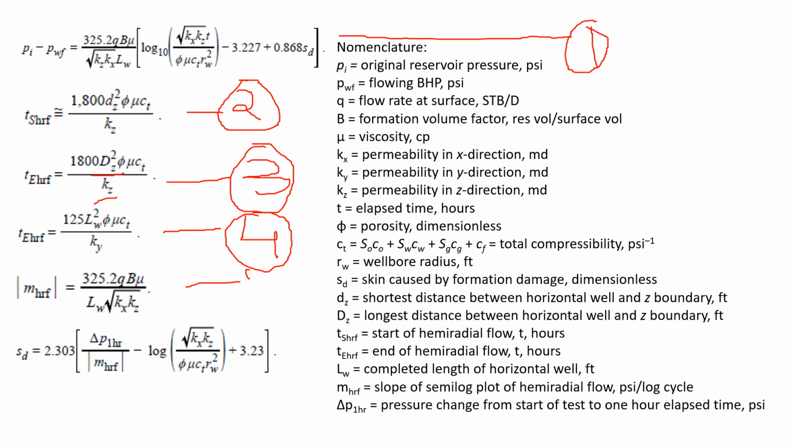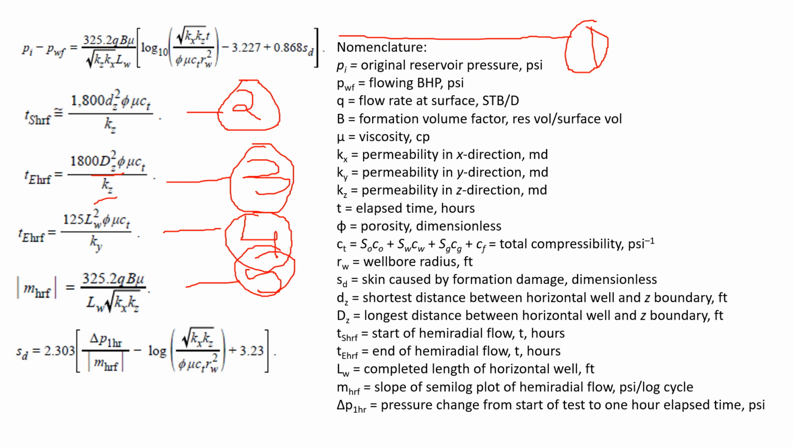Equation 5 gives the slope of the semilog straight line for hemiradial flow, MHRF. The multiplier 325.2 is twice the multiplier for early radial flow. The equation to estimate the damage skin factor is also similar to that for radial flow but has a multiplier that differs by a factor of 2. The equations relating slope and permeability and the equation for skin are similar in a build-up test to those for a drawdown test. The pressure change in the equation for skin is P 1 hour minus PWF.